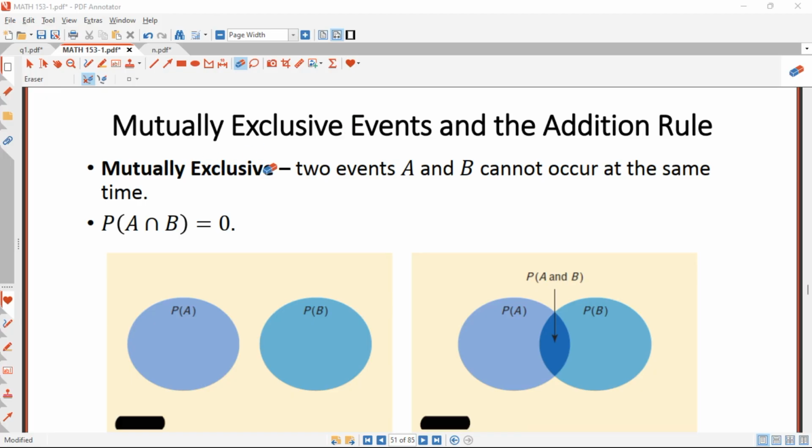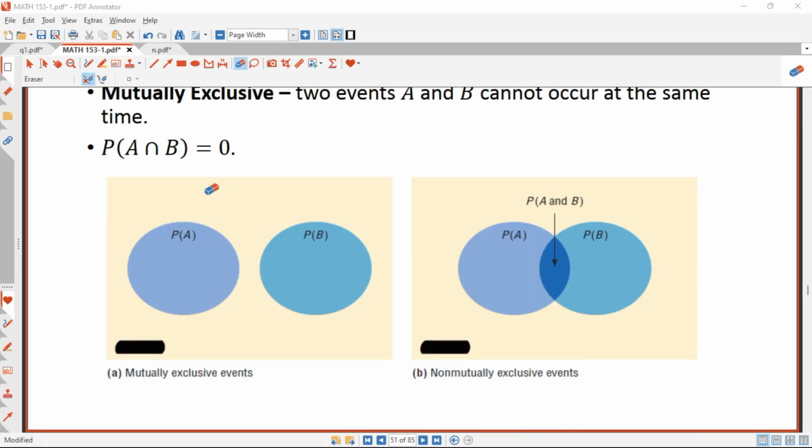We say that two events are mutually exclusive if they cannot occur at the same time. If these two events cannot occur at the same time, it is termed mutually exclusive events. Let's assume two events A and B. If A and B do not occur together, then the events are mutually exclusive. So if the events are mutually exclusive, it means that the probability of A intersect B is equal to 0. It means that they do not have anything in common.